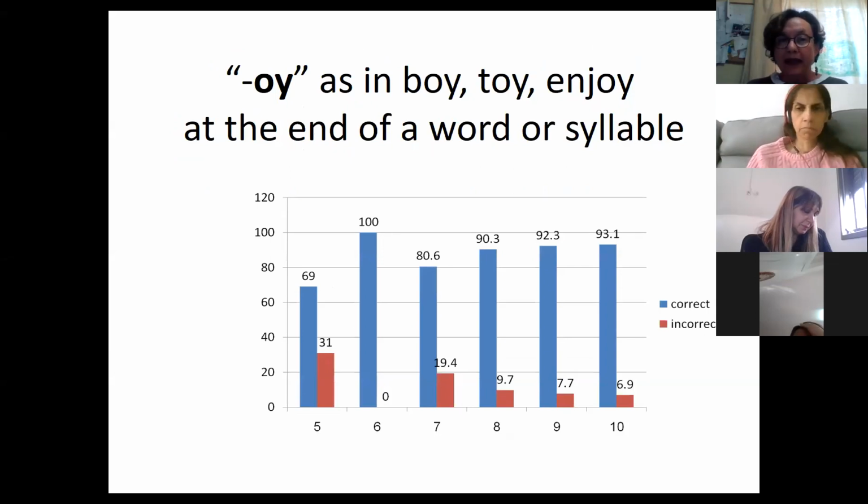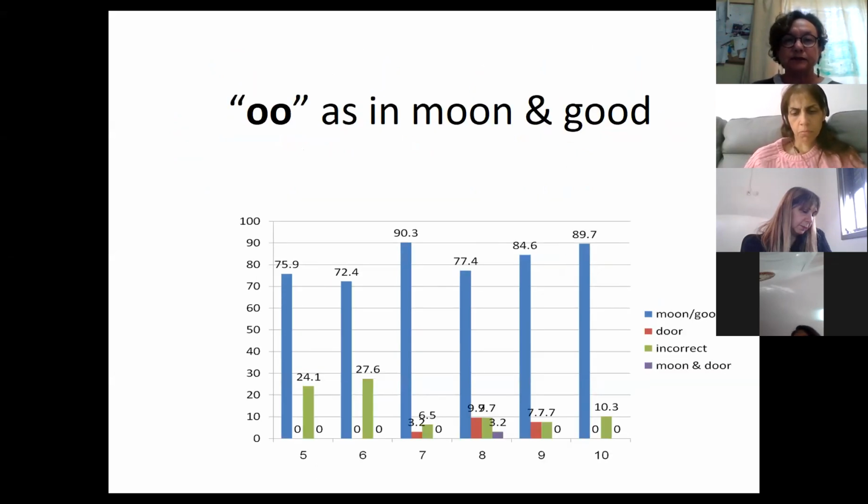Here we have oi, which is considered a diphthong that goes oi. It's kind of like a vowel shift, but we won't emphasize that now. It's also a rhyme in that you've got a bunch of words where it appears at the end of a syllable, like in boy, toy, and joy. And it usually appears at the end of a word or syllable.